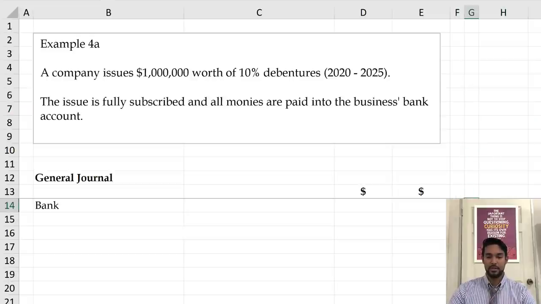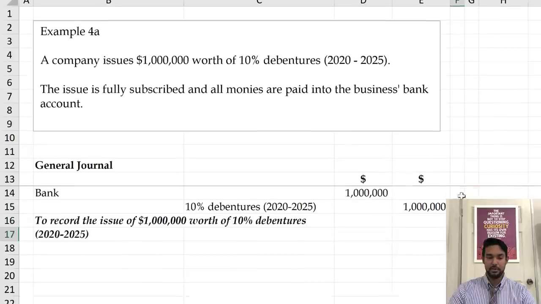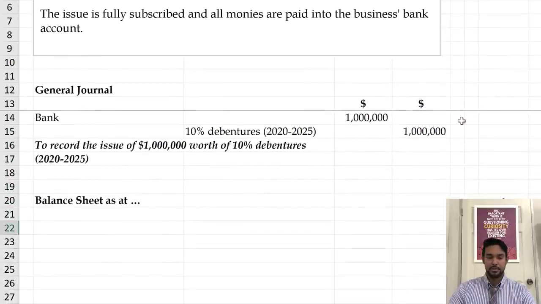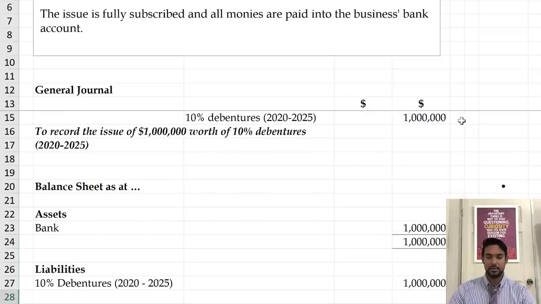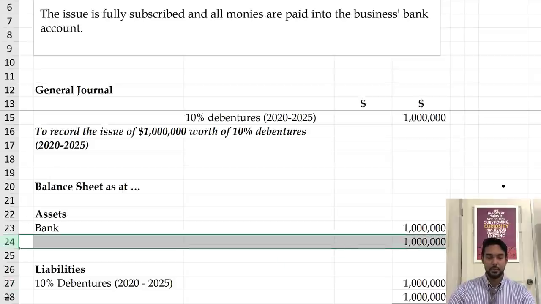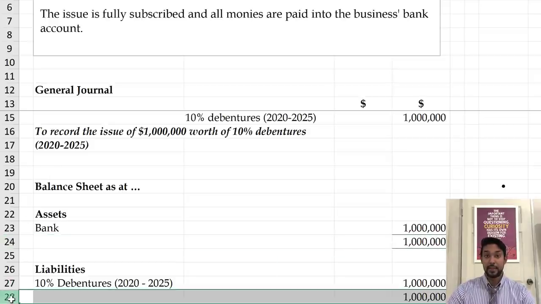So bank is getting $1 million. It's come from 10% debentures, and narration. Balance sheet: assets, bank, $1 million, total assets; liabilities, 10% debentures, $1 million. And once again, assets equal liabilities. Now, what we are going to take a look at is when we issue shares and debentures together. So get ready for that.